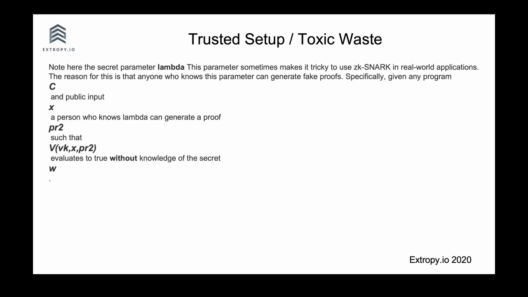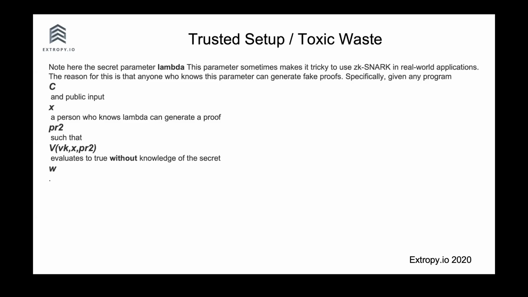So typically, if we have our program C, this is the algorithm we're using for our proof with some public input. If you know lambda, you can produce a proof, here we call it PR2, such that when this is verified with our verification system, it will always evaluate to true, even though the person who created this proof didn't actually know the secret W here, our secret witness. So obviously, when you're creating your SNARK, it is very important that this parameter lambda is kept secret.